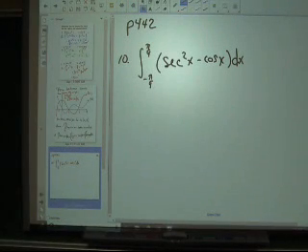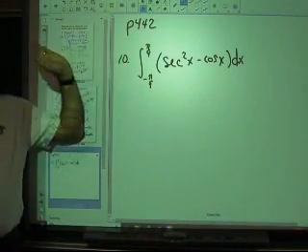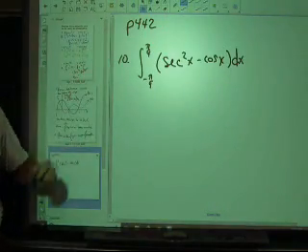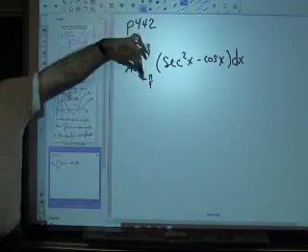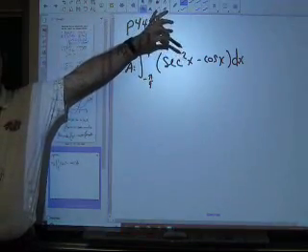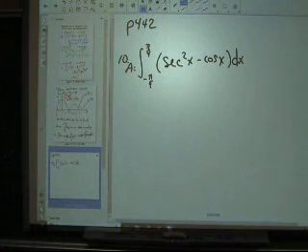All right. First example on page 442, number 10. If they have them already set up in an integral or a definite integral, then you know you have the area set up correctly. You know in this interval the secant squared of x is going to be larger than the cosine value of x. They have it set for us.